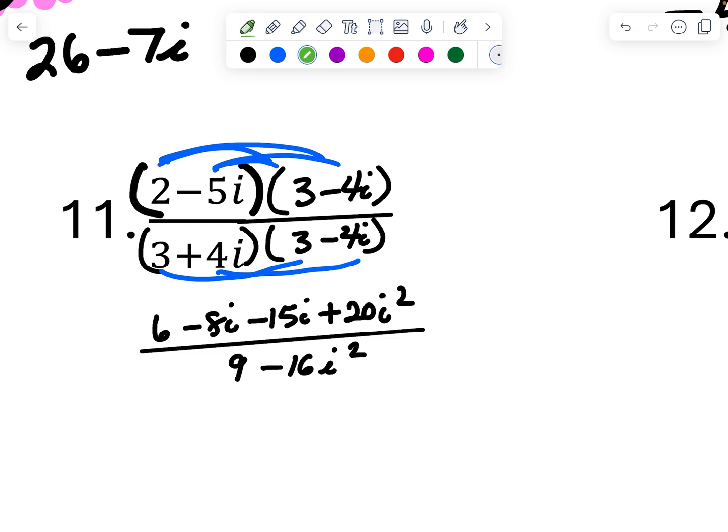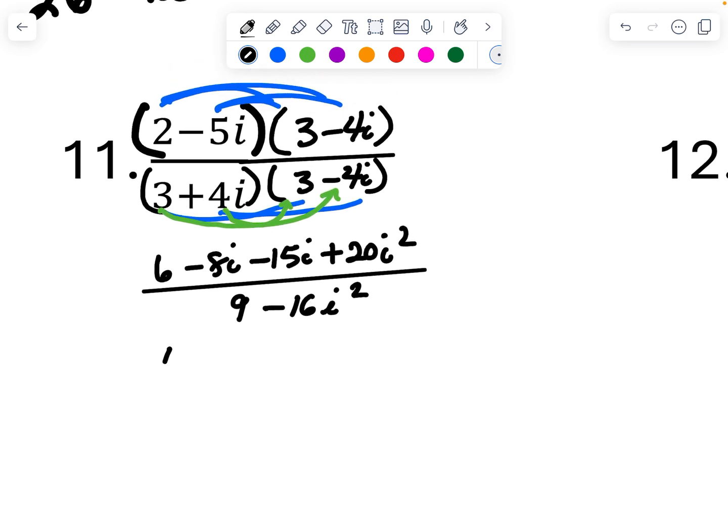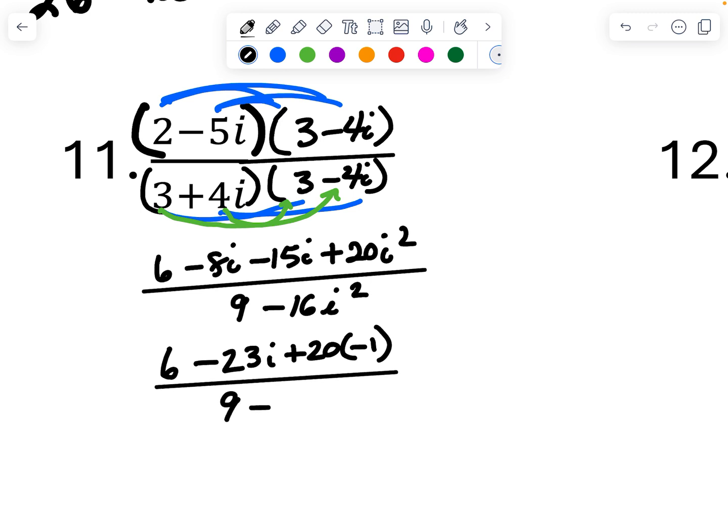If you're wondering what happened to the middles, when you take this times this, you get a negative 12i. And when you take this times this, you get a positive 12i. And they cancel each other out, so I'm not even going to bother to write them down. Okay? I am then going to remember that my numerator is really 6 minus 8i minus 15i, which is negative 23i, and positive 20 times negative 1 is really what I have there. And then in the denominator, I have 9 minus 16 times negative 1 is really what I have there.